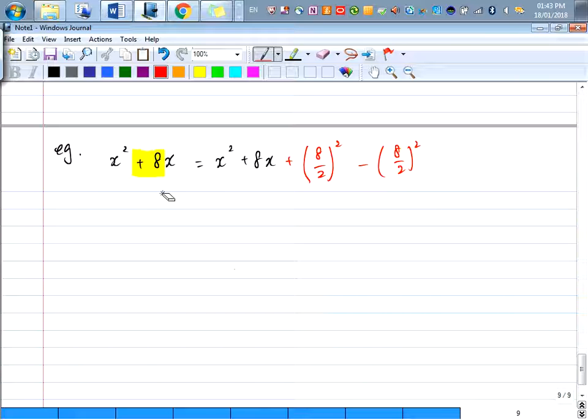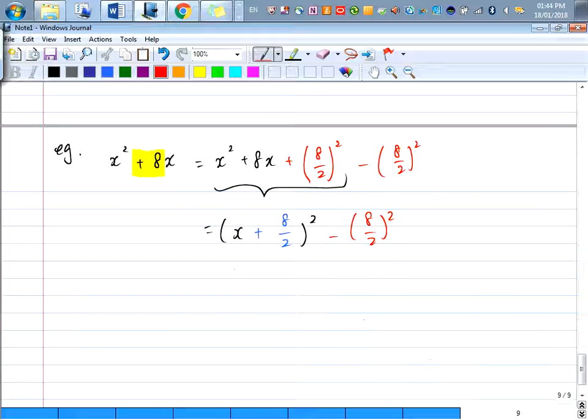Okay, what's the point of doing all this? Because this gives me a perfect square. And what is this perfect square? It is x plus 8 over 2 squared. Then I still have minus 8 over 2 squared.